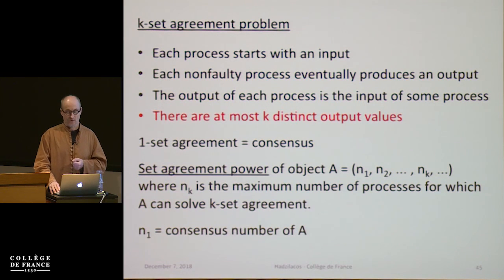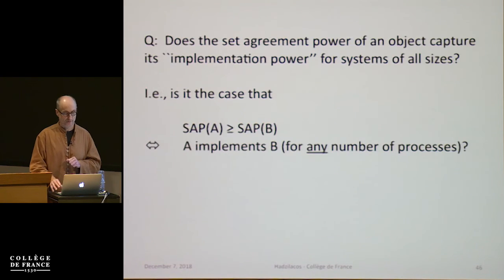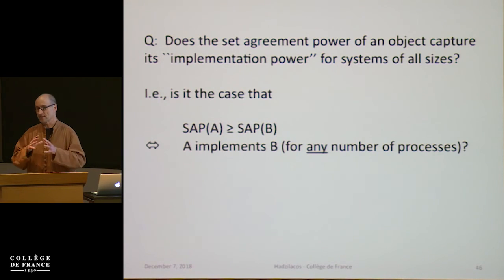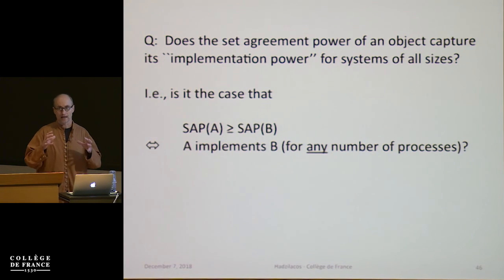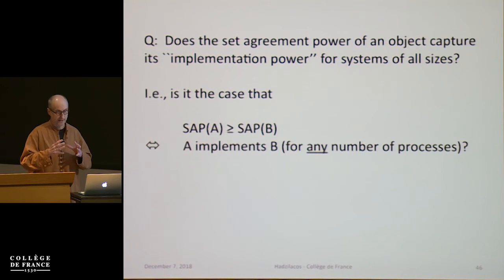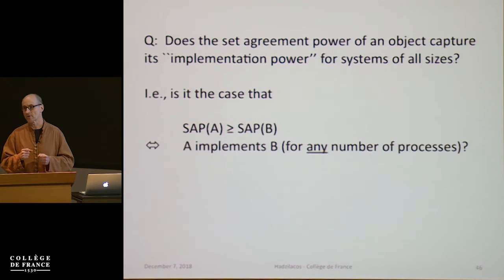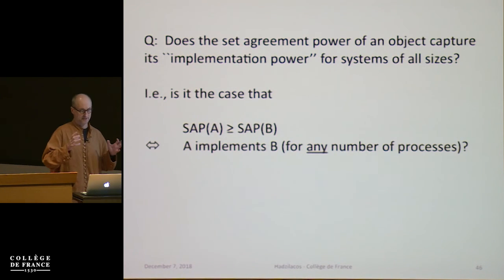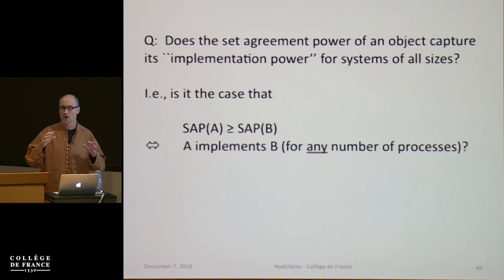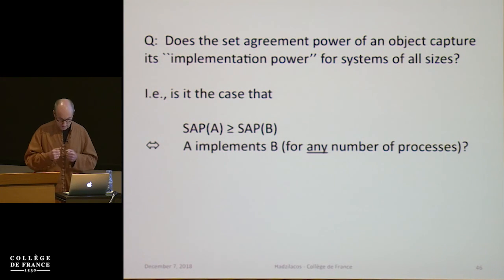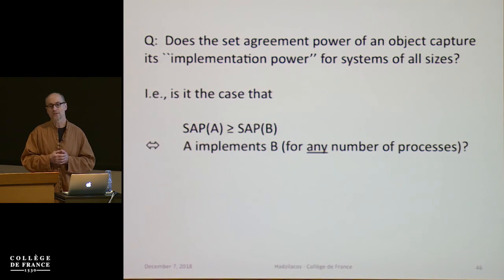And now I can ask a question very similar to the one that I had asked before. Does this infinite vector encapsulate precisely the ability of an object to implement other objects in systems of all sizes? I have some hope for this now, because I know something about what this object can do for systems of arbitrary size.